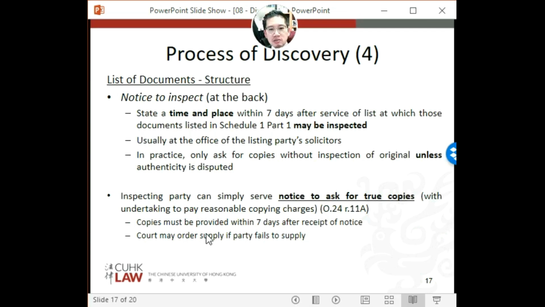And then at the back of the list of documents, there is a notice to inspect. Again, this is usually standard form. You state the time and place within 7 days when inspection can take place, usually at the solicitor's office. In practice, there's usually no actual inspection of the original unless there's a dispute on the authenticity of documents. Usually, one would only ask for copies, and that will be enough. They must be provided within 7 days, and the court may order supply if parties fail to supply the copies.